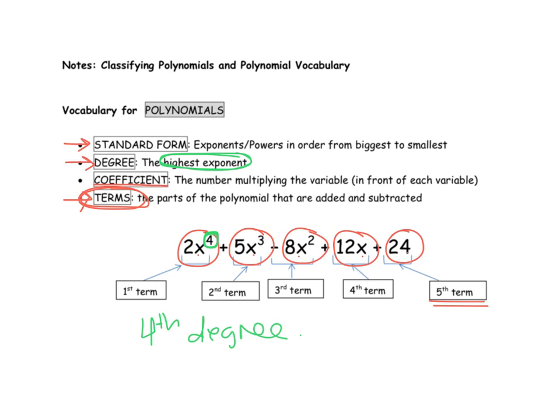To write a polynomial in standard form, we have to make sure that the powers are going down in order. So highest power all the way to the left, lowest power, meaning no x's, all the way to the right. And a coefficient, just a reminder that a coefficient is the number that comes before a variable in an expression. So we would say that the coefficient of x squared is -8. The coefficient of x cubed is 5.